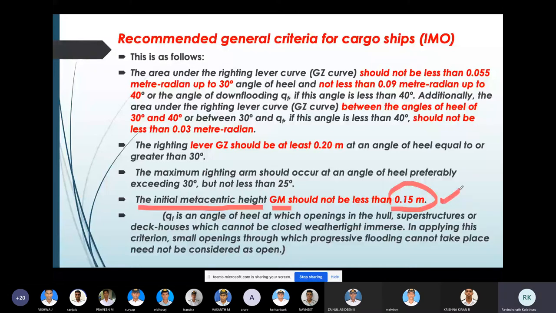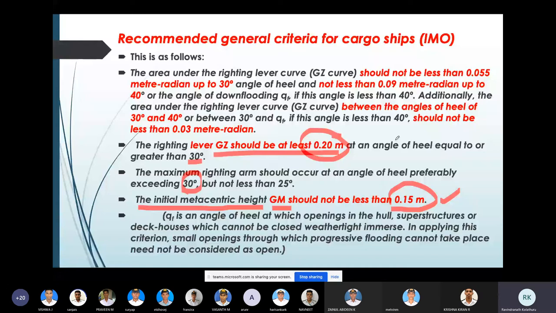So we had area requirements between 0 to 30, 0 to 40, and between 30 and 40. Then we had the righting lever GZ requirement, 0.2 meters, but this 0.2 meters should occur at 30 degrees or more. Then your maximum righting arm should occur preferably exceeding 30 degrees. And your initial metacentric height GM should not be less than 0.15 meters. So these are the general criteria for cargo ships, which is prescribed by IMO.